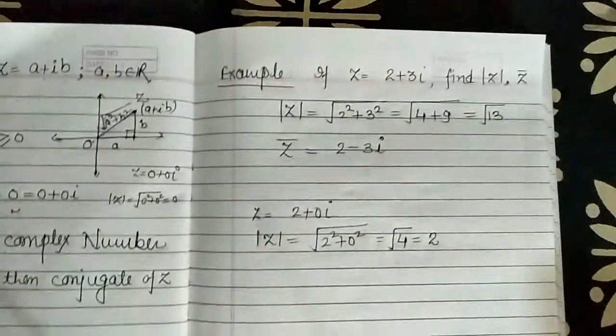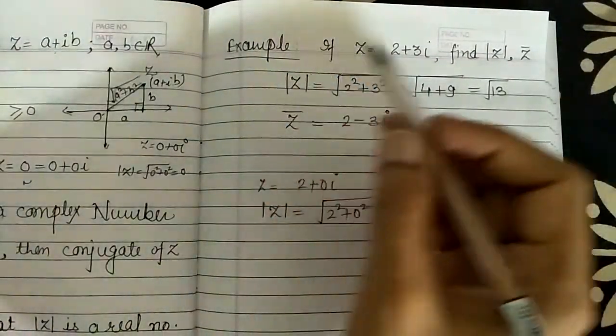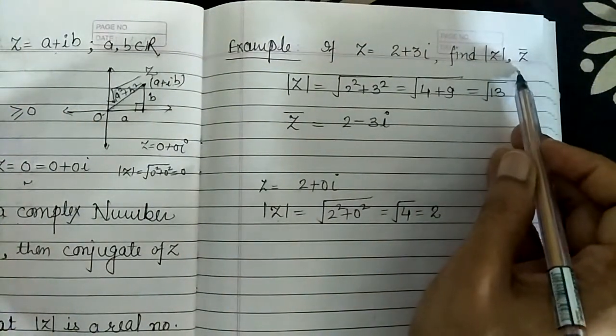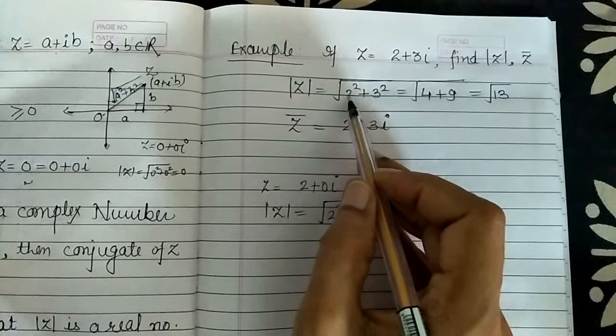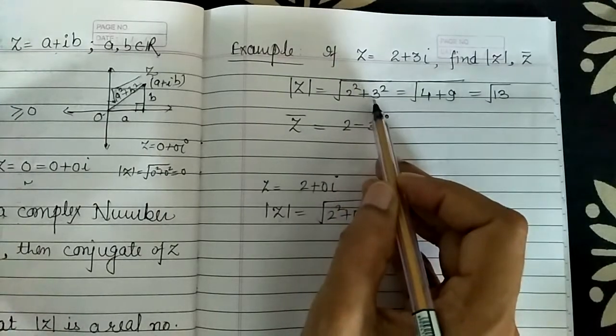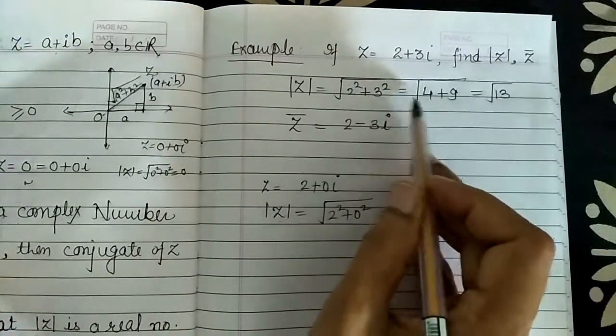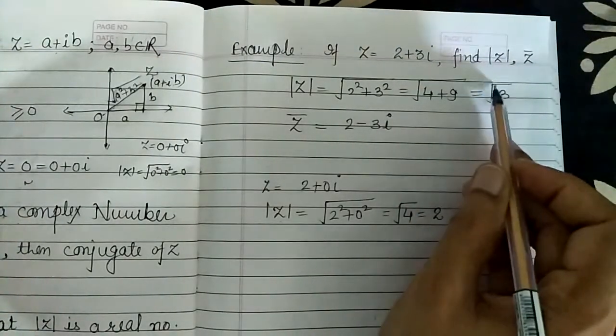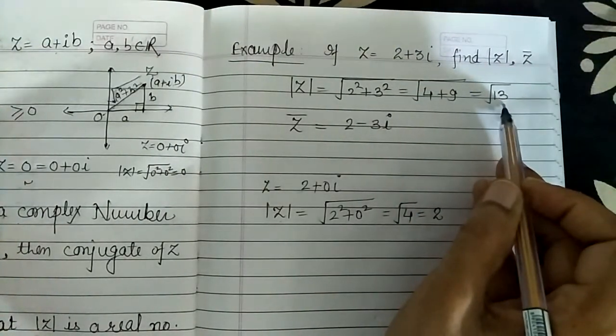We are taking one example. Let z be 2 plus 3 iota. Find mod of z and conjugate of z. Mod of z is the square root of the real part squared, 2 square, plus the imaginary part squared, 3 square. 2 square is 4, 3 square is 9, and the square root of this is square root 13. This is a real number. Mod of z is a real number.